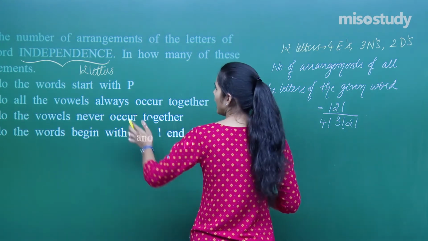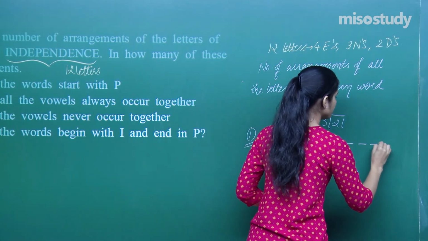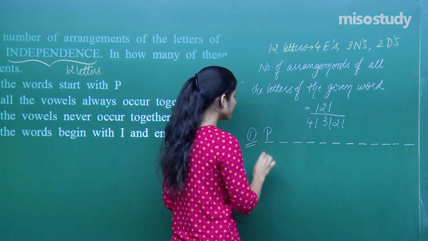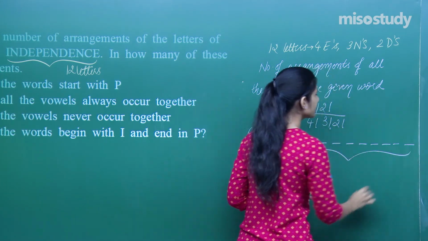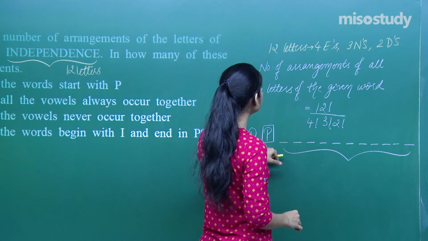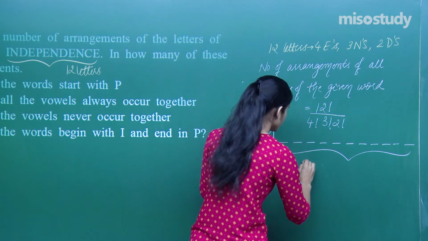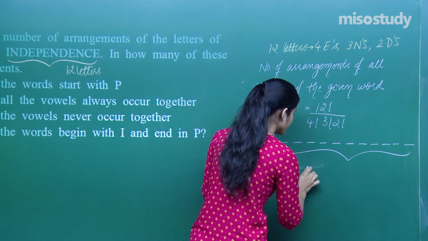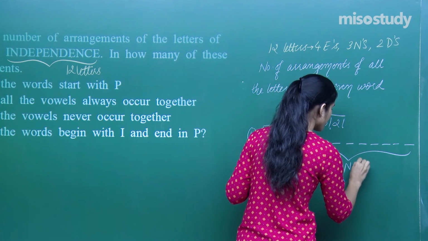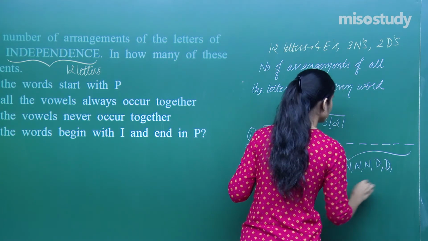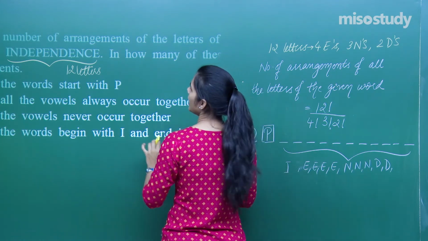First, in how many of these arrangements do words start with P? So 12-letter words are there. Fine. Words starting with P means the first letter is fixed. Now you are left with 11 blank positions. These 11 blank positions can be filled with how many letters? P is going to be fixed. You are left with what all? You are left with 4 E's. Let me write it like this: E, E, E, E, 3 N's, 2 D's, and apart from this you have 1 I, and you have C.